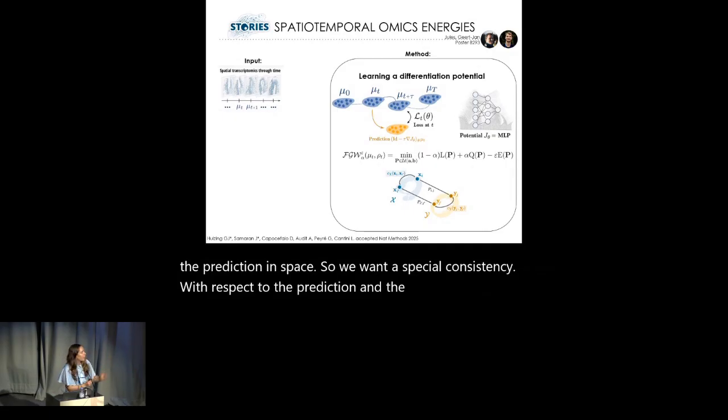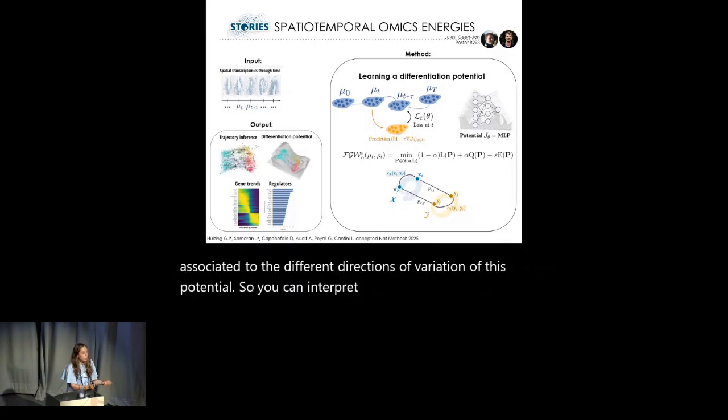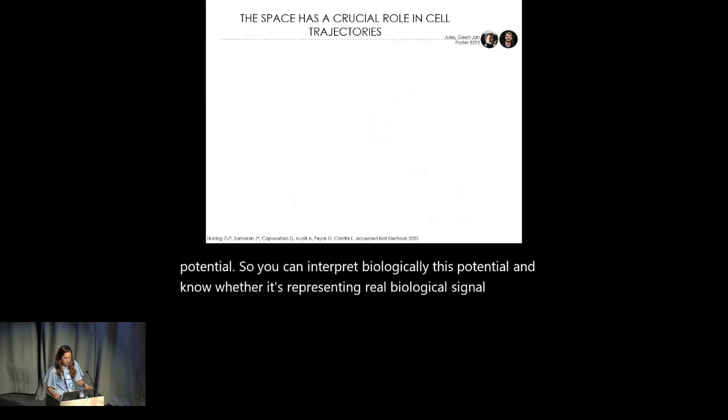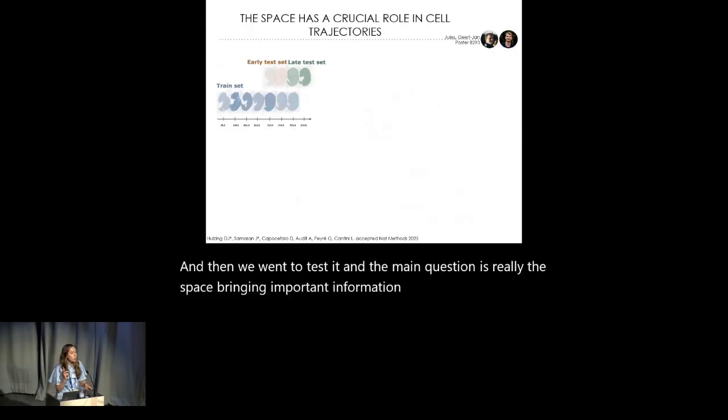importantly, you can also get genes and regulators that are associated to the different directions of variation of this potential. So you can interpret biologically this potential and know whether it's representing real biological signal or artifacts. And then we went to test it, and the main question was, is the space really bringing important information for development? I'm going to show you one example.